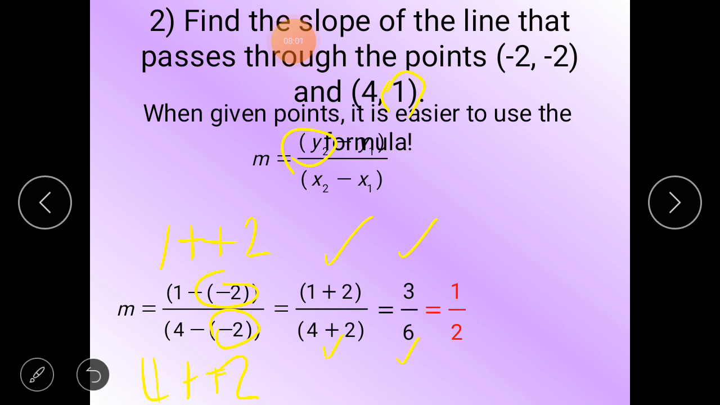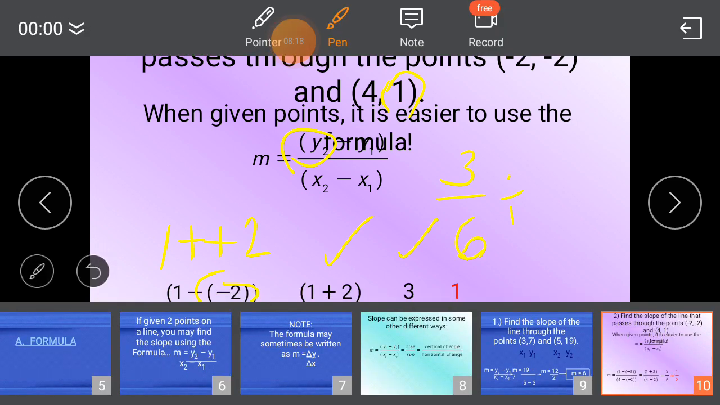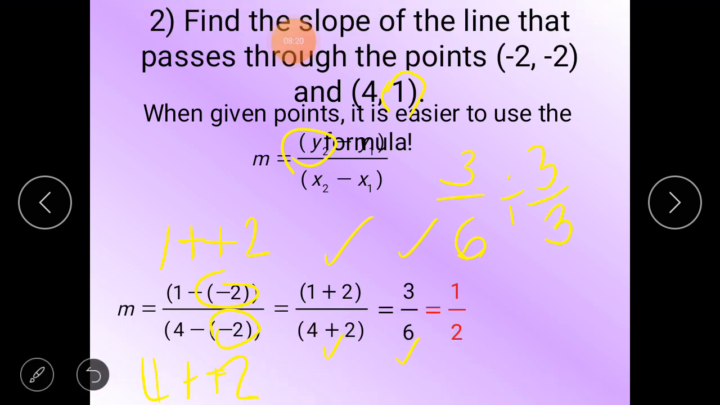Then 3 over 6 is a fraction, and you can get the simplest form of 3 over 6. Just think of the number that is divisible by both 3 and 6, and that number is 3. So, divide both by 3. 3 divided by 3 is 1. 6 divided by 3 is 2. So, the simplest form of 3 over 6 is 1/2. Therefore, the slope of the line through -2, -2 and 4, 1 is 1/2.